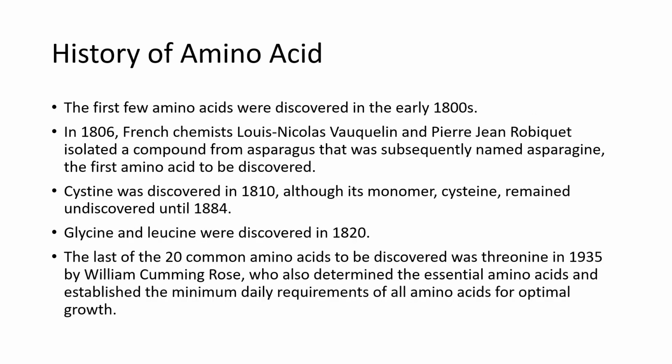What is the history of amino acids? All right, the first few amino acids were discovered in the early 1800s. In 1806, French chemists Louis Nicolas Vauquelin and Pierre-Jean Robiquet isolated a compound from asparagus, right? That was subsequently named asparagine, right? The first amino acid to be discovered was from a vegetable, right?